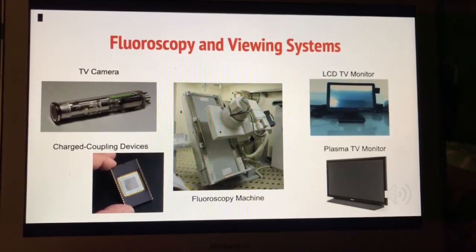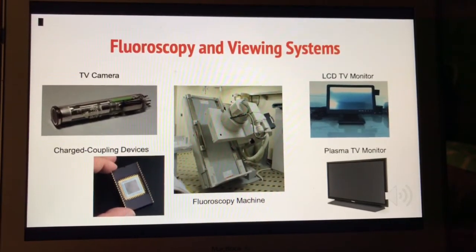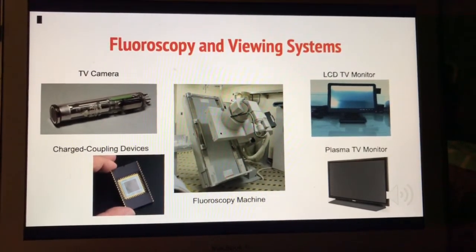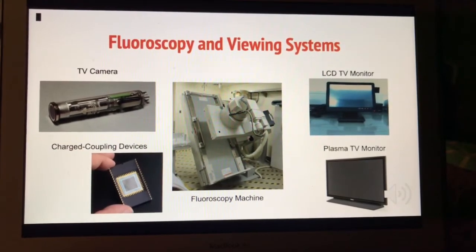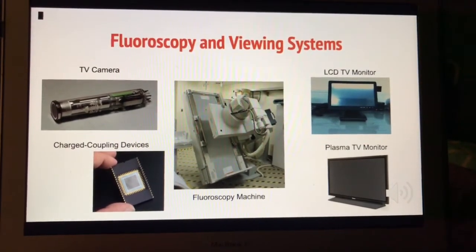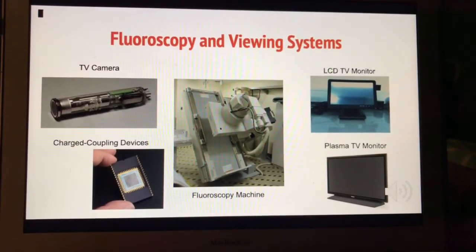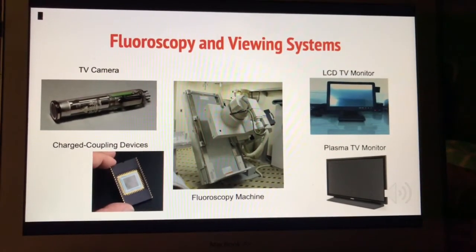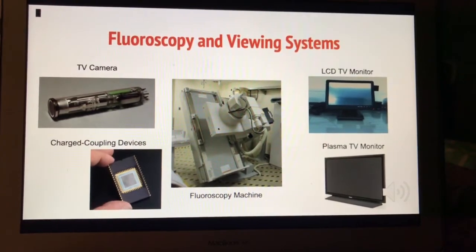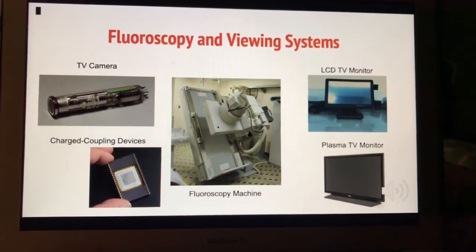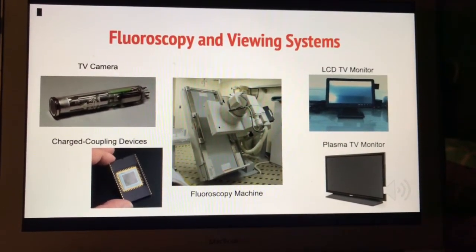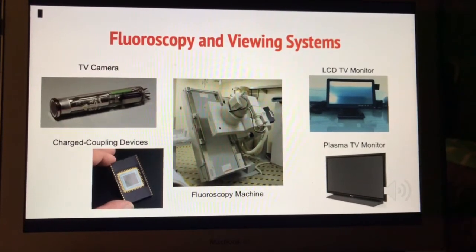Fluoroscopy is an important part of radiology because it shows a moving image rather than a still one. How we are able to see the image is partly due to the different components of the viewing system. There are three main components: television cameras, like the Vidicon camera tube shown here in the top left, charged coupling devices, as shown in the bottom left corner, and television monitors, which consist of LCD, like the one in the top right corner, and plasma, such as the one in the bottom right corner.